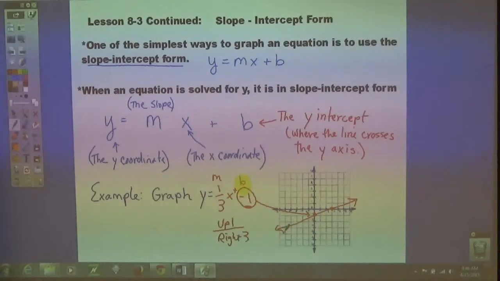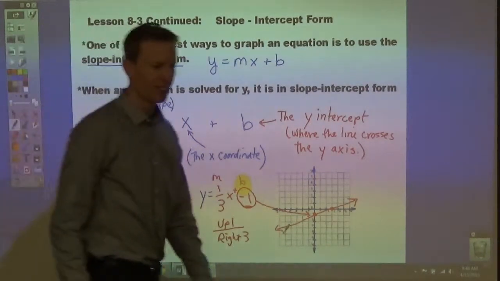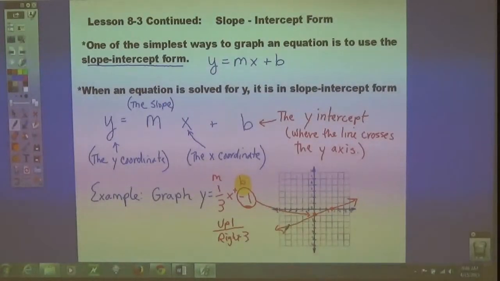Any questions? All right. That's how to graph y equals mx plus b. What is that equation called? Slope-intercept form. b is the y-intercept, m is the slope. Mark the y-intercept, and then from that point, mark the next point using the slope.